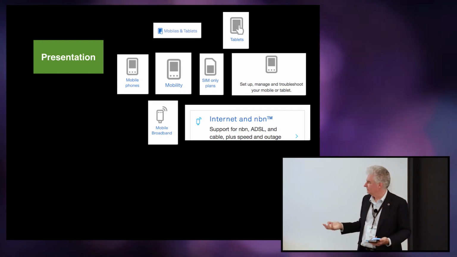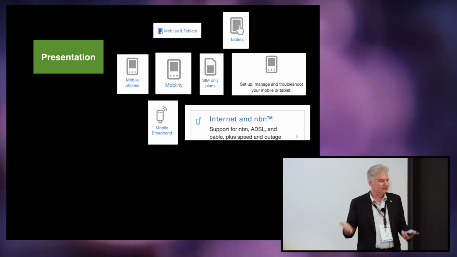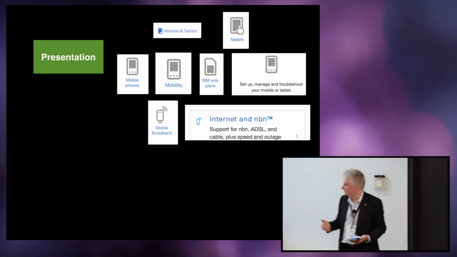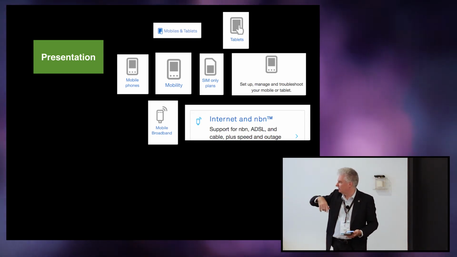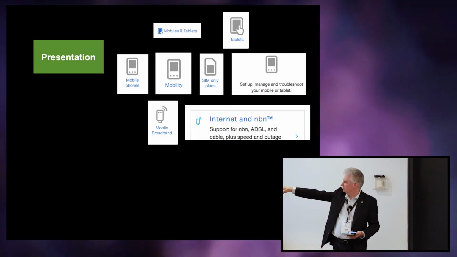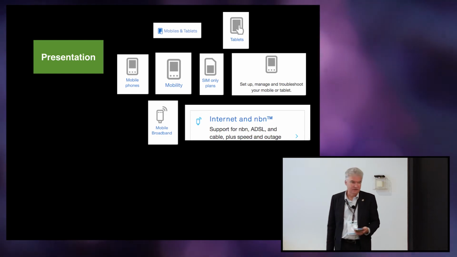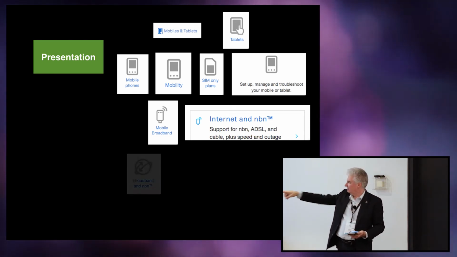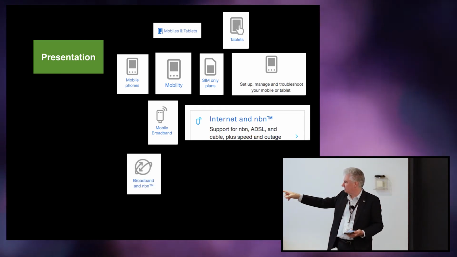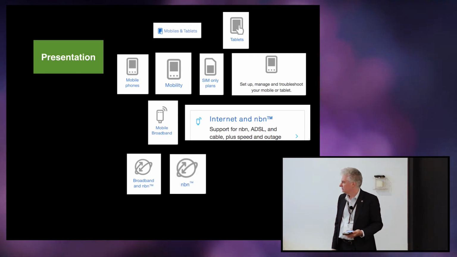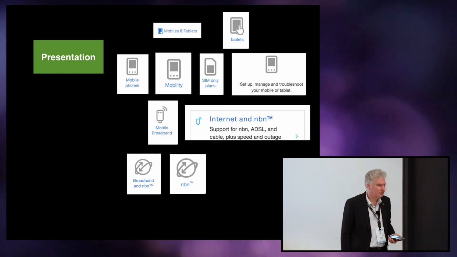But the internet really isn't NBN. Like NBN's one, how to access the internet or something. So I'm not actually sure what that one means, but they put the little thing just to be sure. And it says support for NBN, ADSL, cable plus speed and outage is when they put that symbol there. Then they have broadband and NBN trademark, and then NBN sometimes is by itself. So there's at least 3 different symbols for NBN.